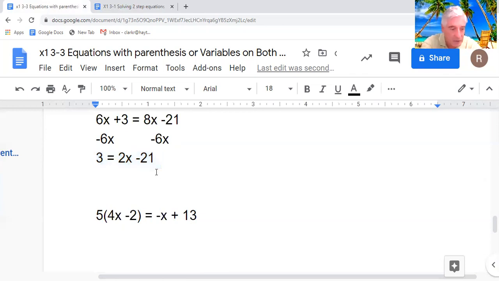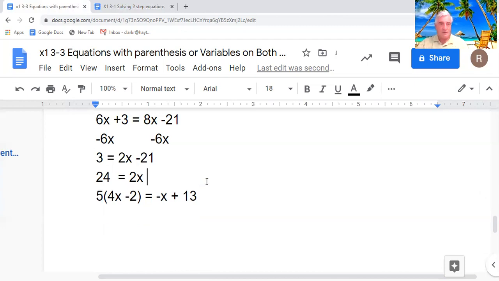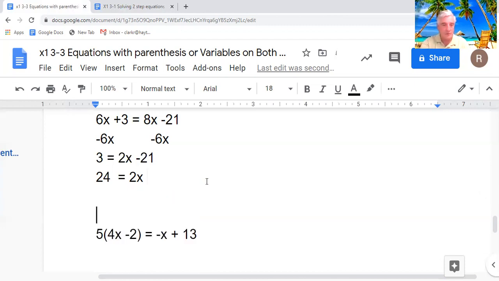Over here, I'm going to add 21. And over here equals 2x. Where did this 21 go? It left because I added 21. But I can show you what that looks like. It's minus 21 plus 21, and they canceled out to 0. Now, 2x is 24. What do I divide by?